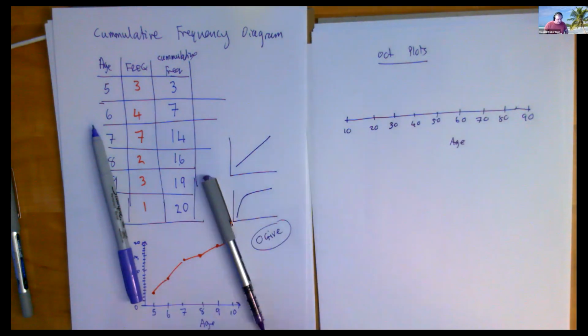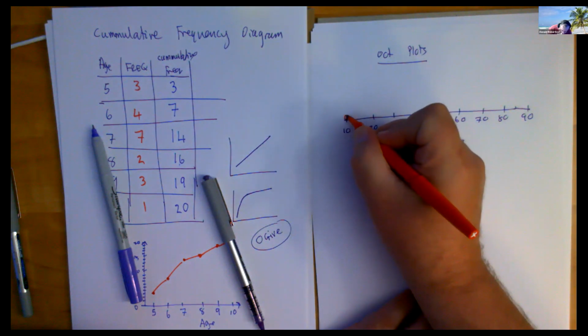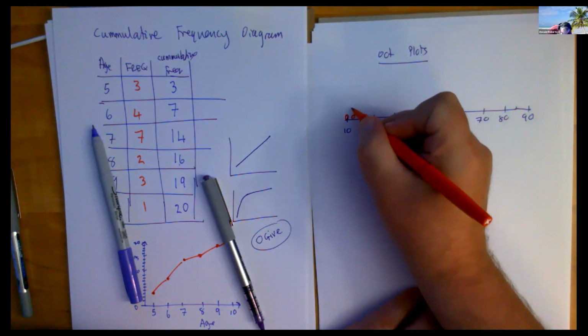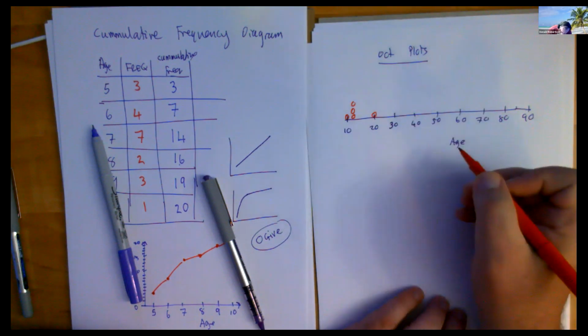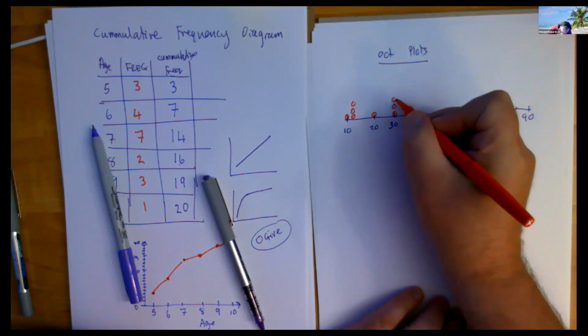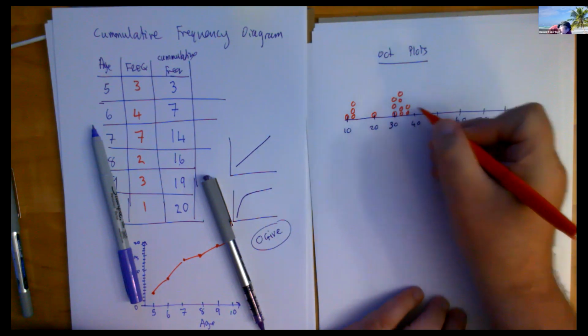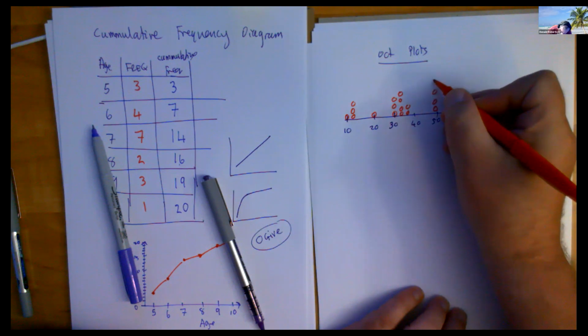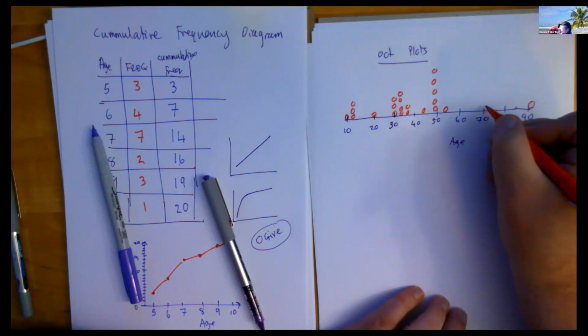And what you do is you do a little circle. Sometimes it's a little dot, but a little circle is more common. And what you do with this dot is you put it in. So you might have had a 10-year-old, 3 11-year-olds, a 20-year-old, a couple of 30s, maybe more of them, a couple of them, and so on. Maybe a little outlier up there.